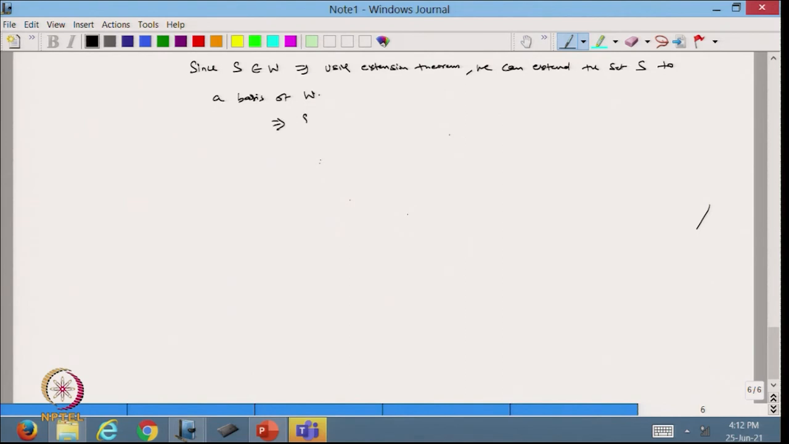So, which implies I can have the set of vectors v1, v2 up to vr, and then I can write wr plus 1, wr plus 2 up to wp, so it goes up to p. So, now this is a basis for W.